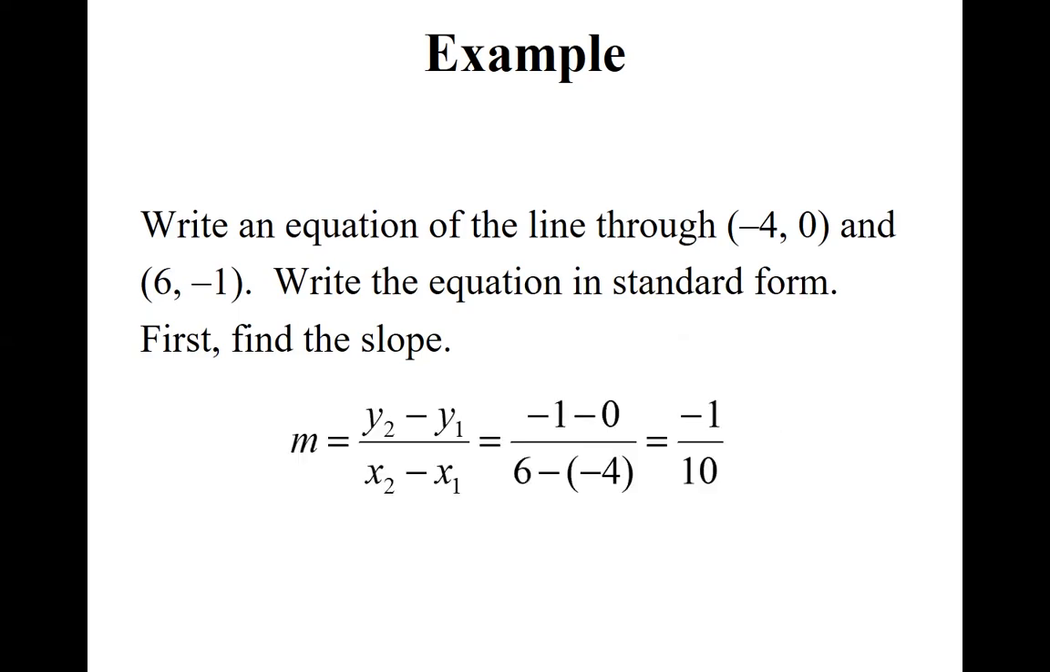So take those 2 points and put them through the slope formula. M equals y2 minus y1 over x2 minus x1. Y2 is negative 1. Y1 is 0. Negative 1 minus 0 is negative 1. X2 is 6. X1 is negative 4. 6 minus negative 4 is 6 plus 4 is 10. So our slope is negative 1/10. Now we have the slope. We have 2 points. We only need 1.